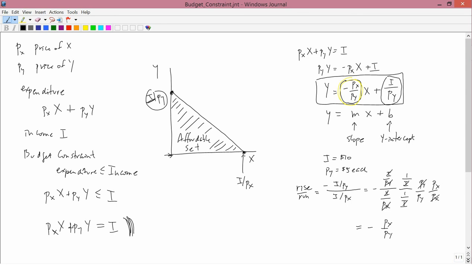So this is an indication of all the x and y points that the consumer can choose from. And his choice problem is what we're going to talk about next.